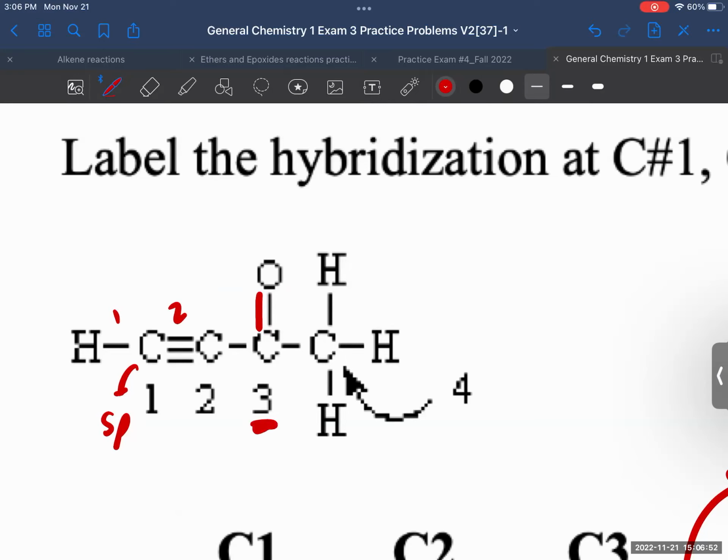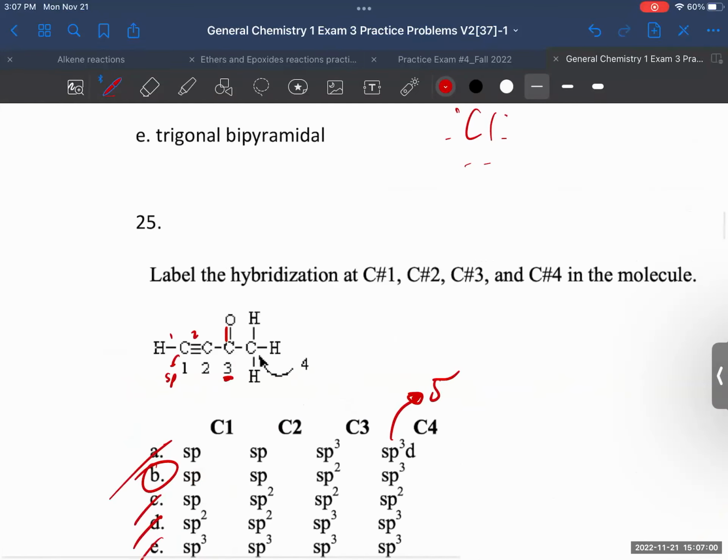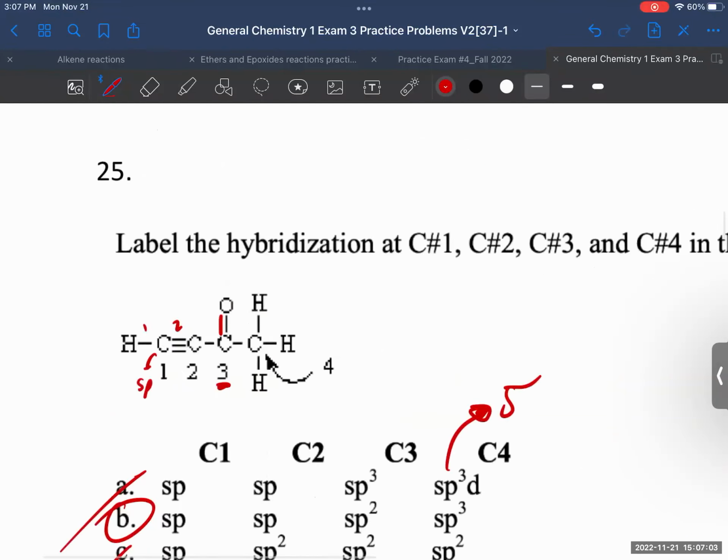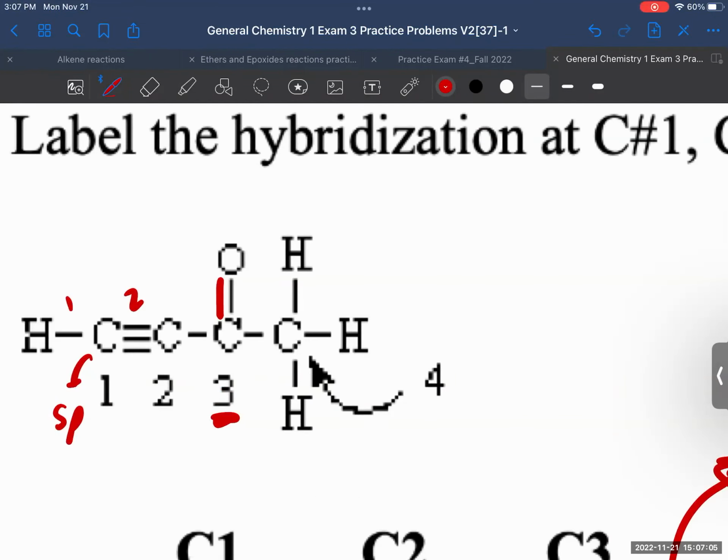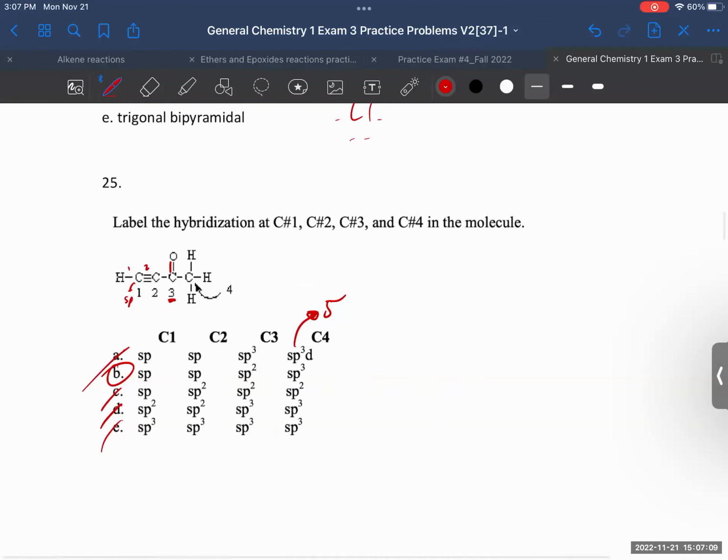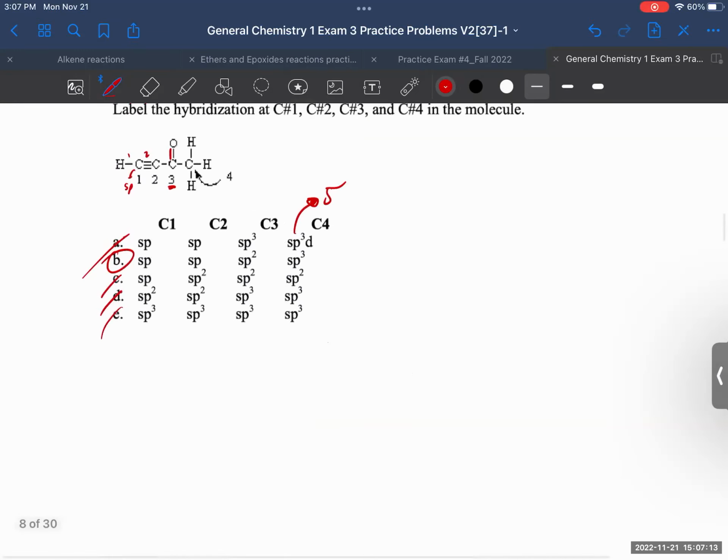So carbon 3, there's 3 electron domains. What hybridization is that? SP2, exactly. And then we got carbon 4 with four things attached. What is that? SP3. Exactly. So our correct answer is B. Any questions about that?